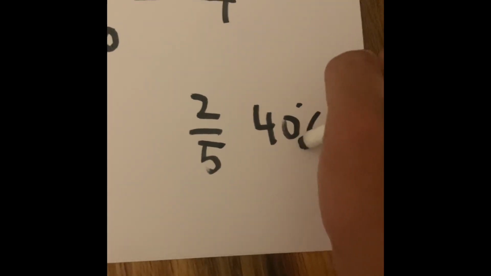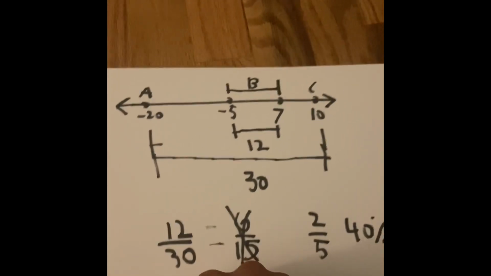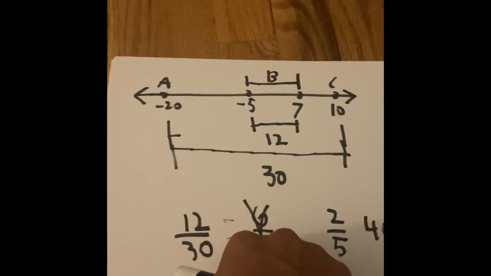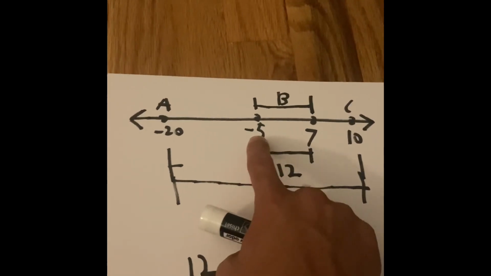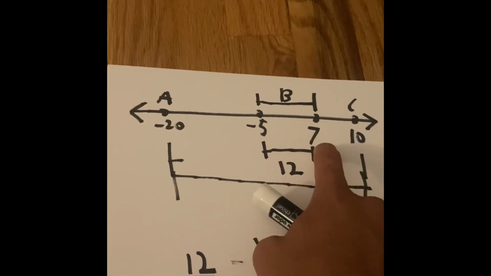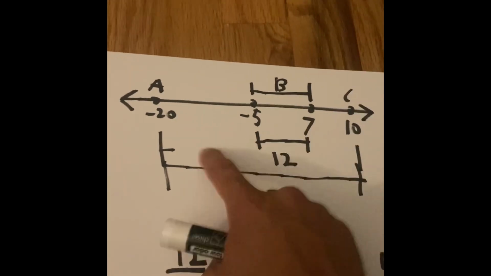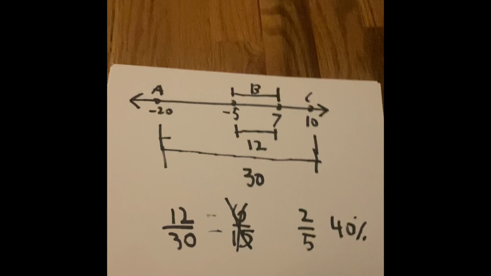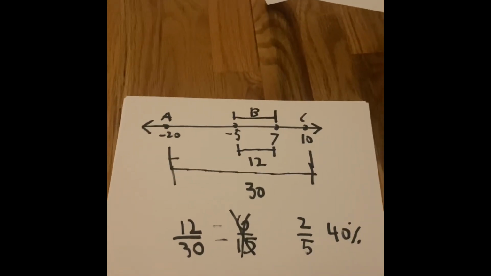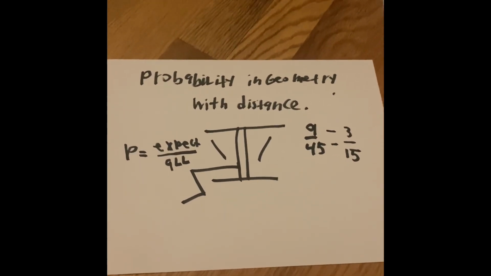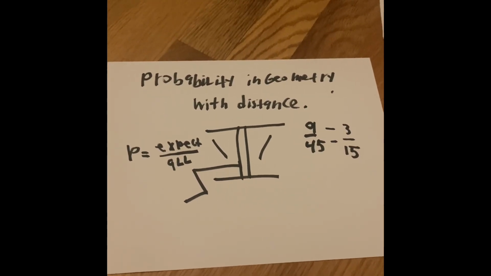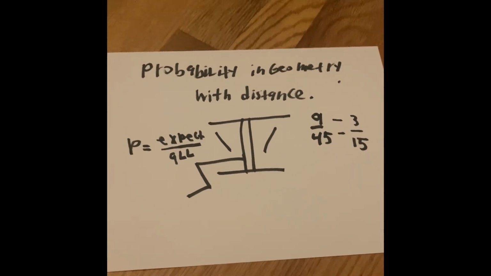So there's a 40% chance, or 2 out of 5, that you or your teacher randomly selecting point B on this number line will land on -5, 7, or in between. And that is how you solve these kinds of problems with the distance. I hope this video has helped you understand probability in geometry with the distance.